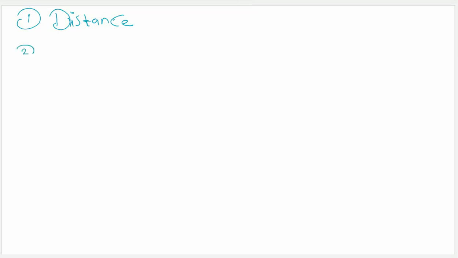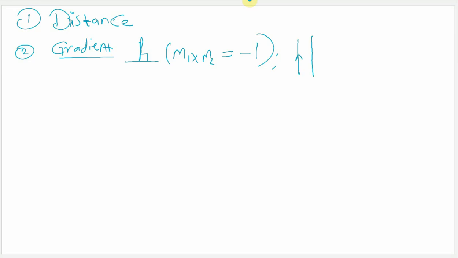The second one is the gradient. We had the gradient formula which we used to find the gradient between the 2 points, and then we also used the gradient in a situation where we have perpendicular lines. If lines are perpendicular, it means that m1 multiplied by m2 is equal to -1. Another thing with gradient that you have to know is that if 2 lines are parallel, their gradients are equal. So m1 is equal to m2.